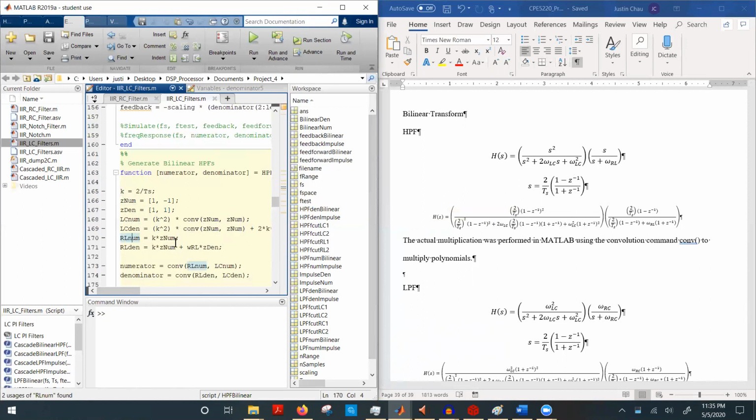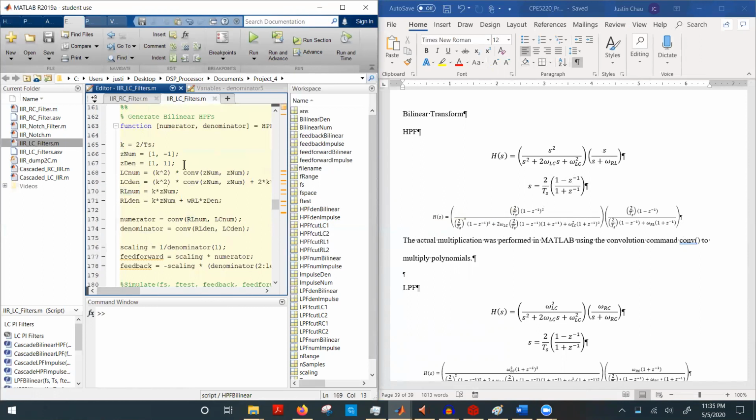So with this, I have this right here. Oh, this is for the RL. For the RL, I have this k times the z numerator, which is this 1, negative 1. And for the denominator, I have k times the z numerator plus the omega RL times the denominator, and it'll automatically perform all that for me.